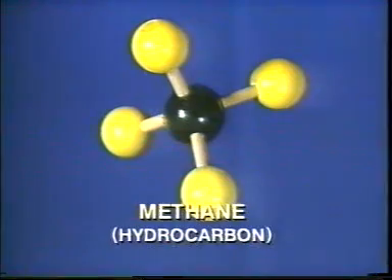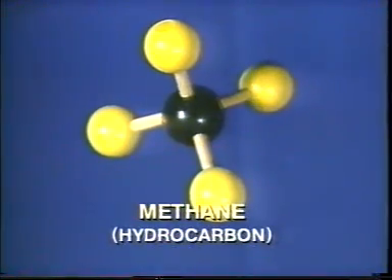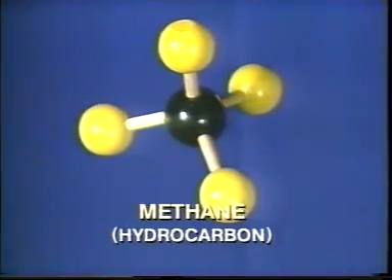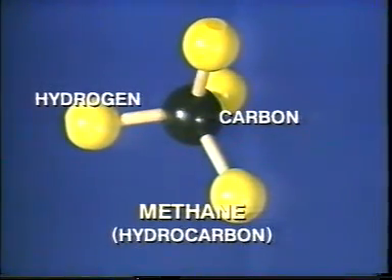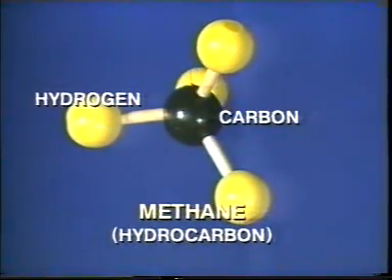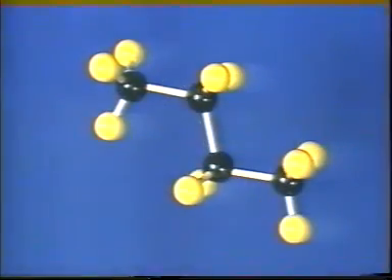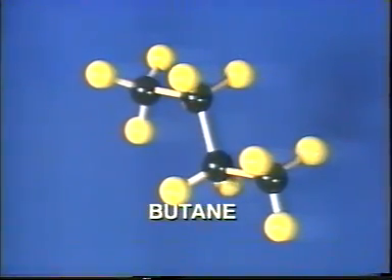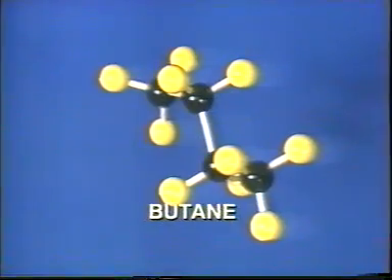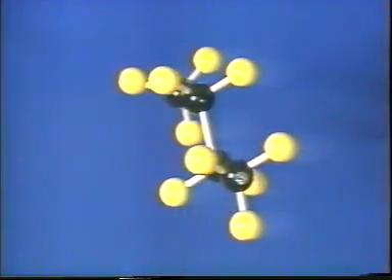This methane molecule is a small or light hydrocarbon. It contains 4 hydrogen atoms and 1 atom of carbon. Natural gas that is used for heating our homes is mostly methane. Butane, on the other hand, is a larger or heavier molecule than methane. Butane is made up of 10 hydrogen and 4 carbon atoms.